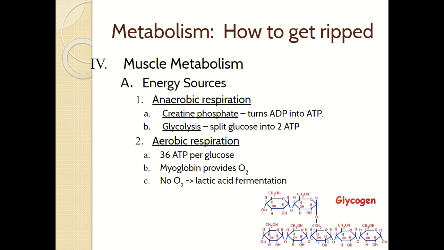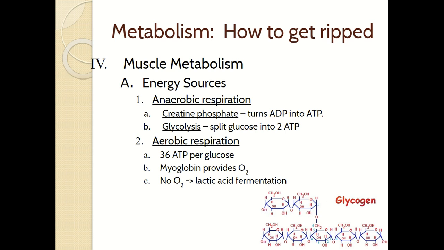The other way that we can produce energy is through aerobic respiration. And if you look here, it says that there are 36 ATP produced per glucose. So way more efficient than glycolysis, only producing 2 ATPs. So oxygen really helps to increase the amount of energy produced by a cell. So aerobic respiration is preferred, and it's the most common type of respiration going on inside your muscles most of the time.